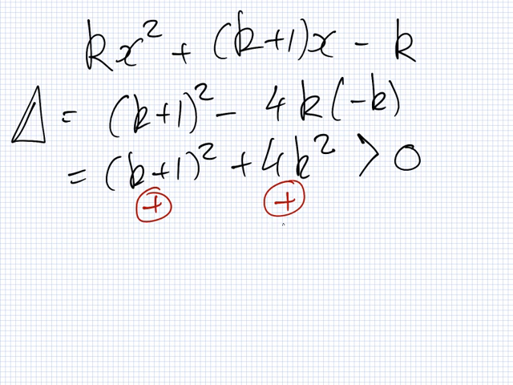Could it ever be 0? Is that possible here? No, because when this one is 0, this one is not 0. And when this one is 0, this one won't be 0. So the answer here is 2 roots.